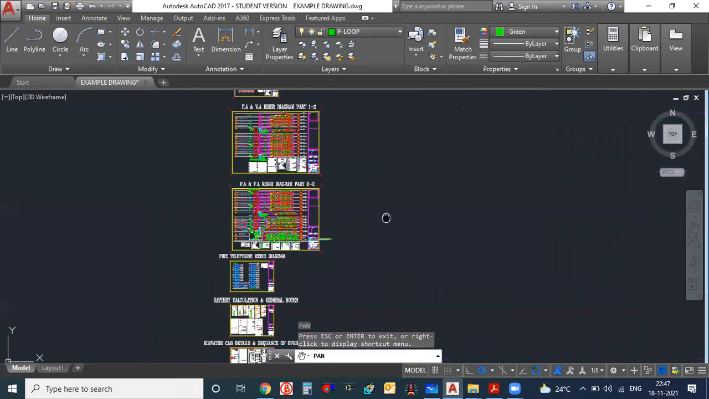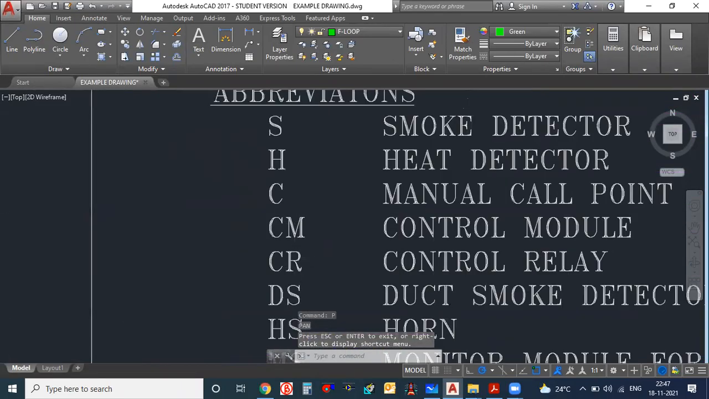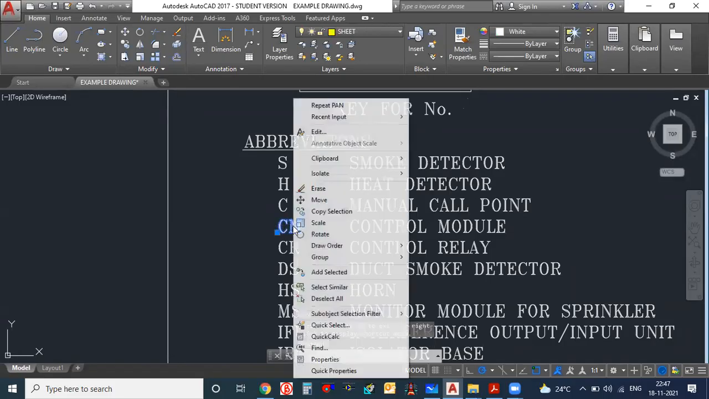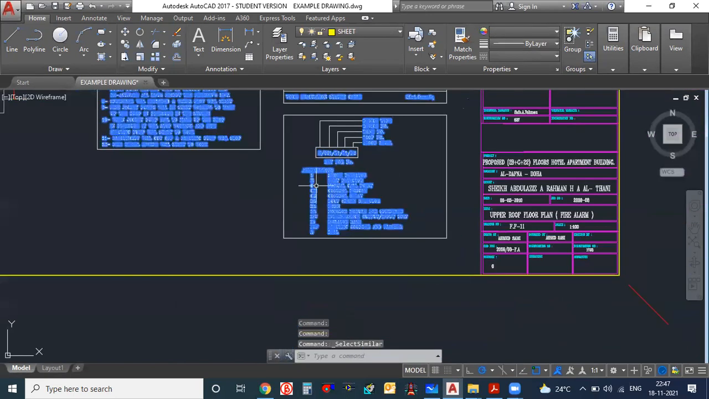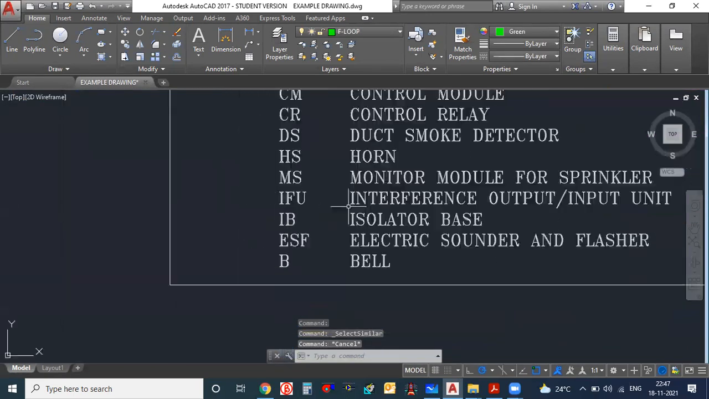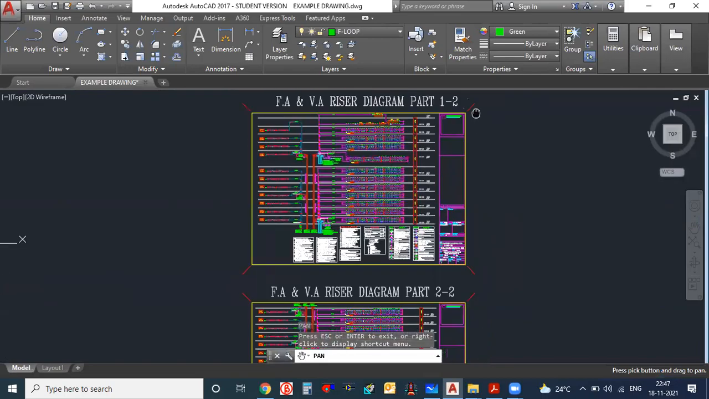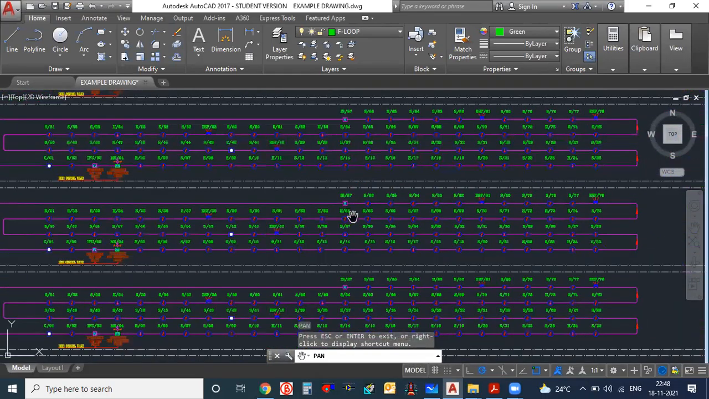The best way to find the control module is this. We will see the abbreviation for control module. It is an IFU. IFU, it is control module or input module. If you go to the symbol IFU, see? Interference output or input? This is interface output. That is a different one. Interference output is a different one, and that is also not given anywhere.